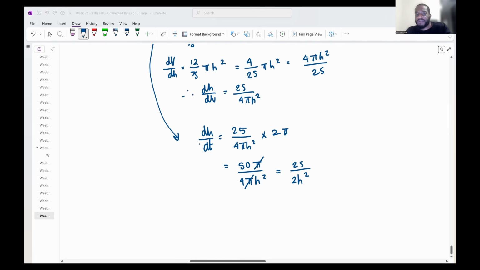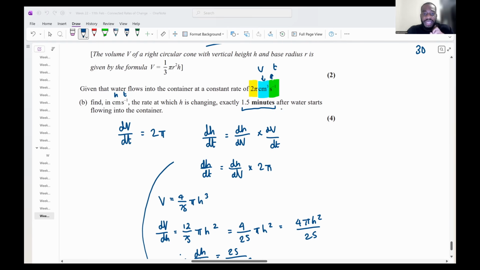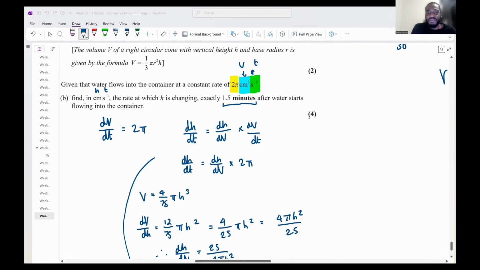So this isn't good enough. We can't have it in terms of H, which tells me that I need to figure out what H is. Okay. Now, how do I go about doing that? Well, we know from the question that the rate of change, right? The water is flowing at a constant rate of 2 pi centimeters cubed per second. What does that actually mean, though, in context?